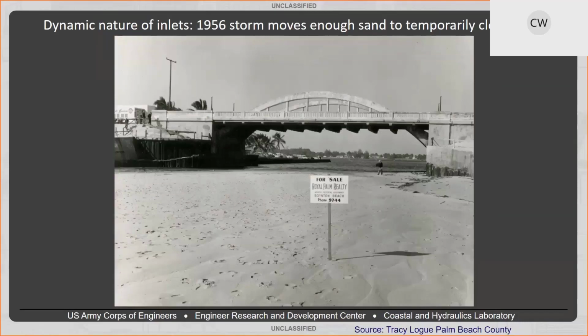So this is kind of the worst case scenario for an inlet when a storm comes by. This is South Lake Worth. You can see here, this is probably a non-navigable inlet until it is dredged, and it shows the reason why you might like to have a sand bypass system installed. Next slide.